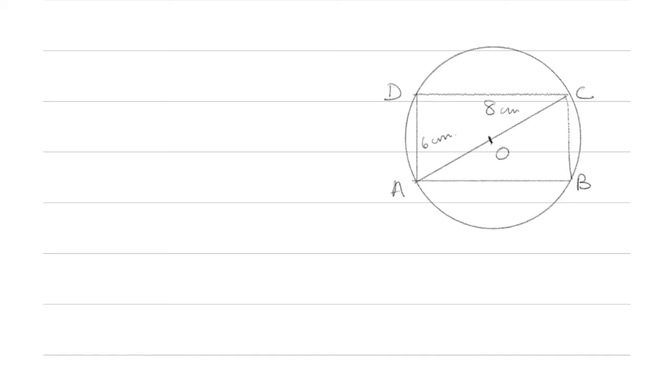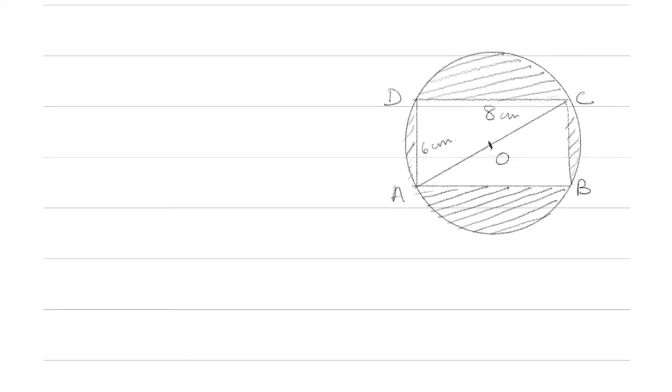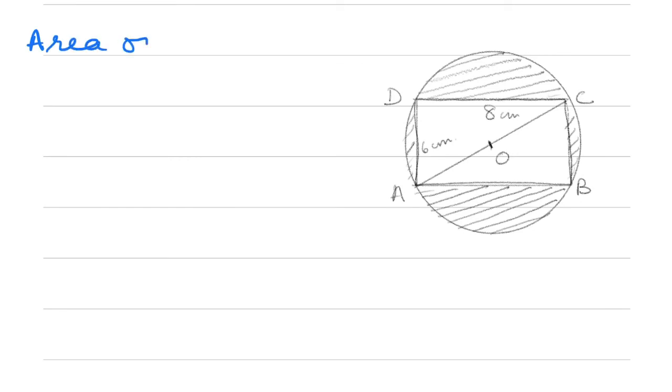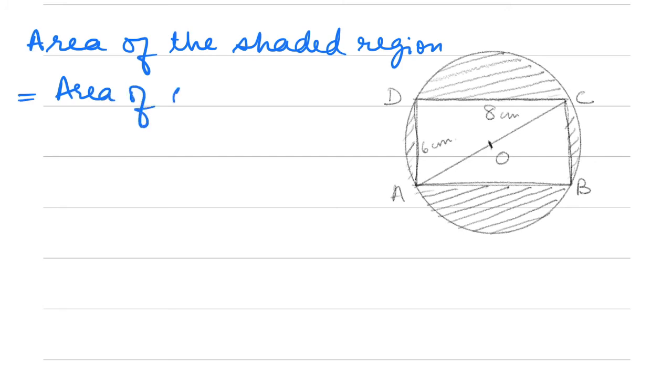O is the center of the circle, and we have a shaded region here. We have to find the area of the shaded region. So this will be equal to area of circle minus area of rectangle.